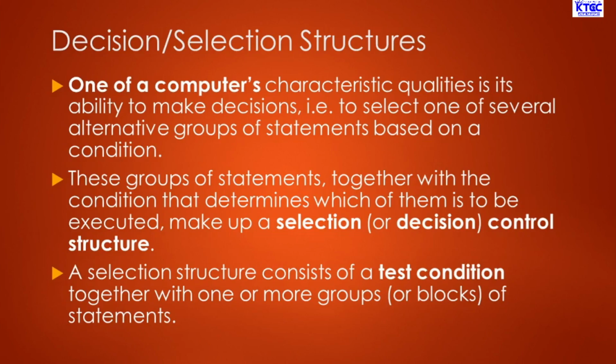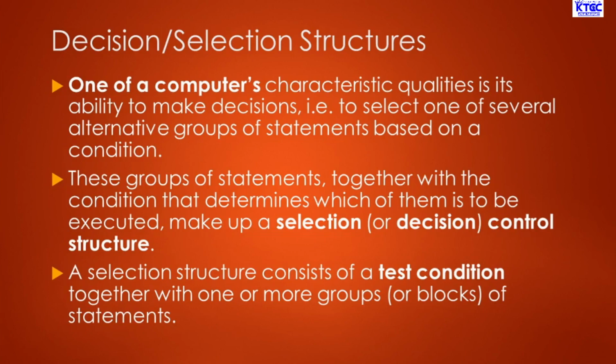That is, to select one of several alternative groups of statements based on a condition. So based on the conditions of our program, we give the computer statements and directions. If this is this, then do this for us. If this is not that, then leave that one and do this. The computer follows the same thing and does that for us.